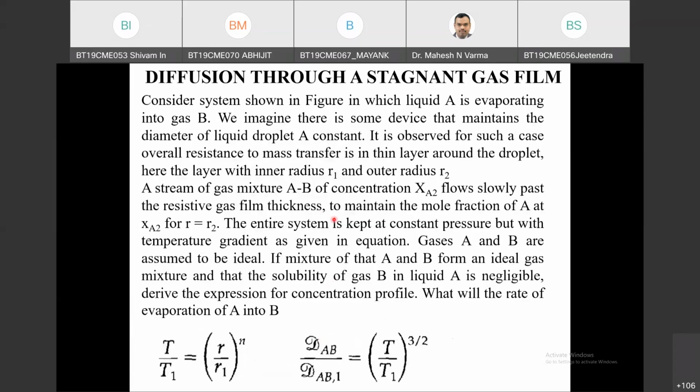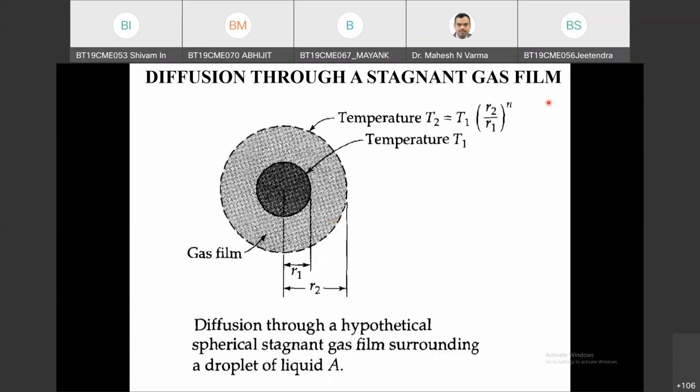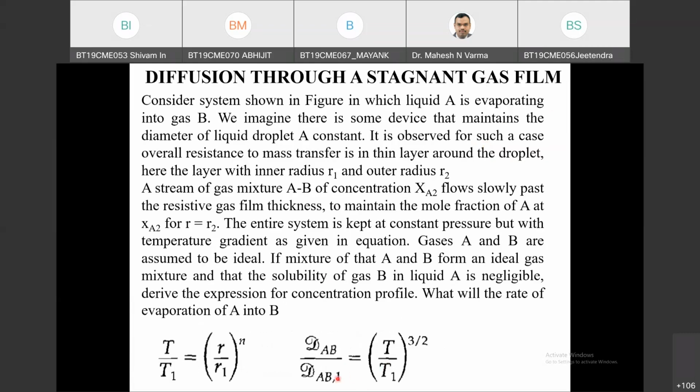So as this temperature is varying, first of all, this diffusivity will also vary. Okay, this temperature is a function of R. Temperature is a function of R. So diffusivity will also vary with the temperature. It means that diffusivity is also function of R.